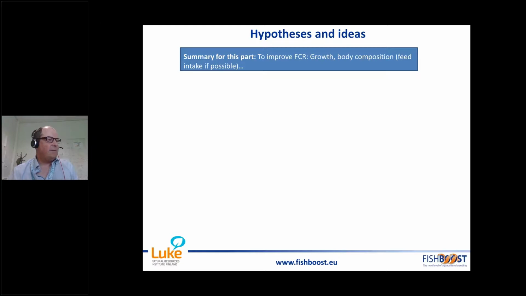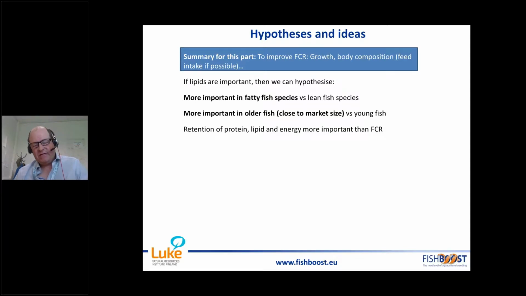Okay, summarizing this part: to improve FCR, growth typically should be a good way, but there's much room to improve and go beyond that. Body composition, and especially lipid deposition, is one very good alternative. If we are able to record feed intake, that would be very good, even from some fish. And then we can make some general hypotheses or logical thinking: what does this mean?